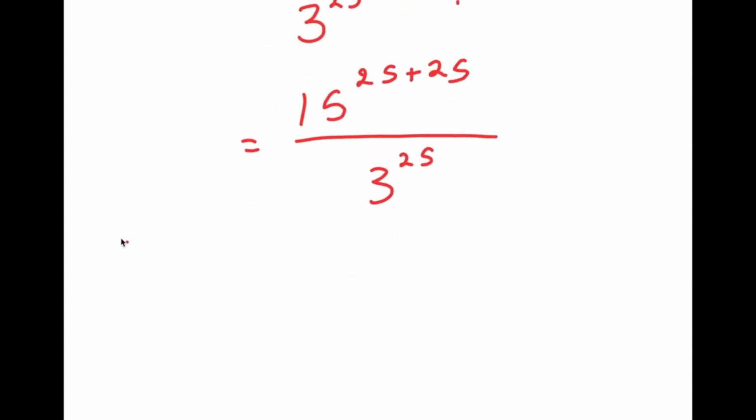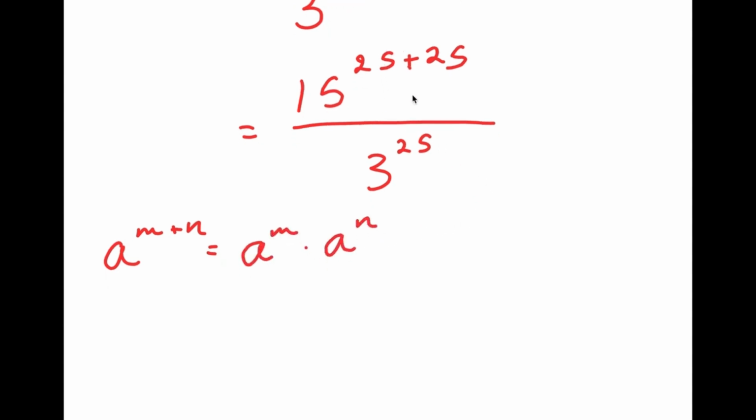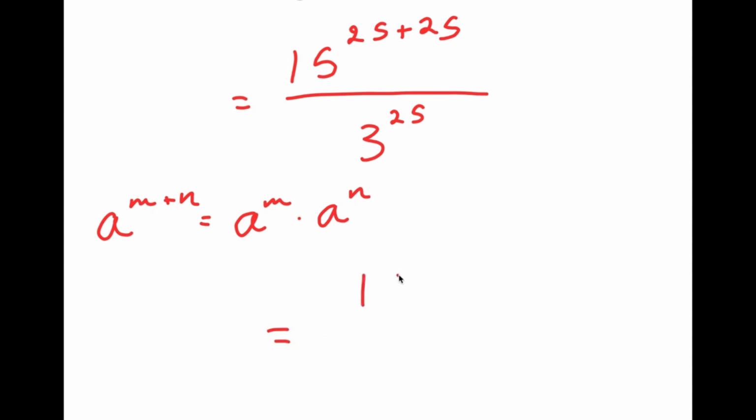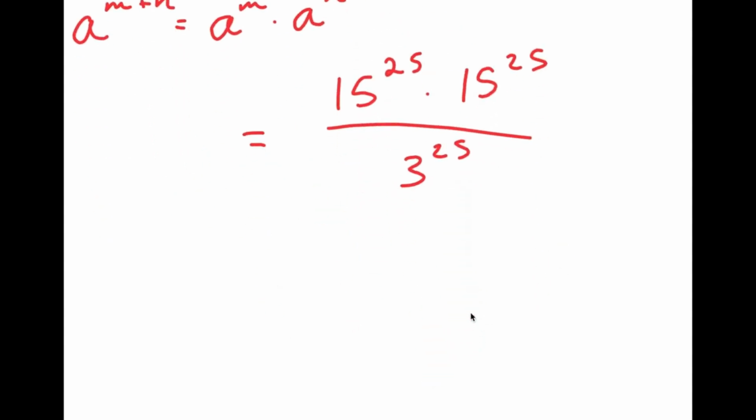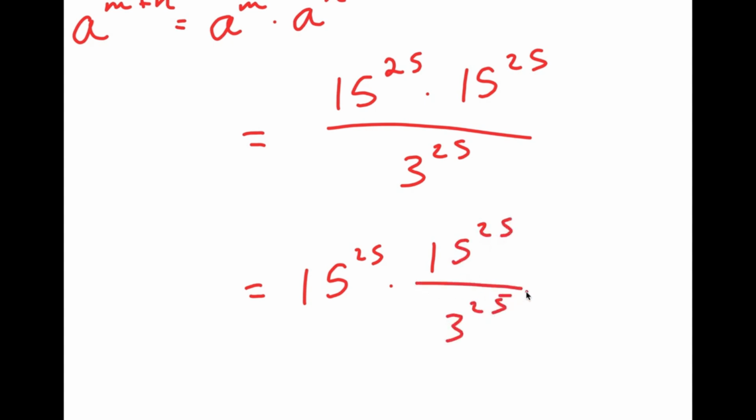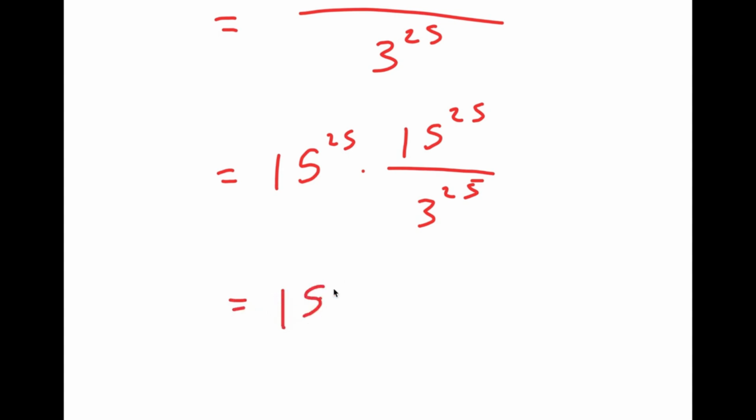And the reason I did this is because now I can use the property a to the power of m plus n is equal to a to the power of m times a to the power of n. So in this case, 15 to the power of 25 plus 25 is going to equal 15 to the power of 25 times 15 to the power of 25. And I have this over 3 to the power of 25. And now this is equal to 15 to the power of 25 times 15 over 3 to the power of 25.